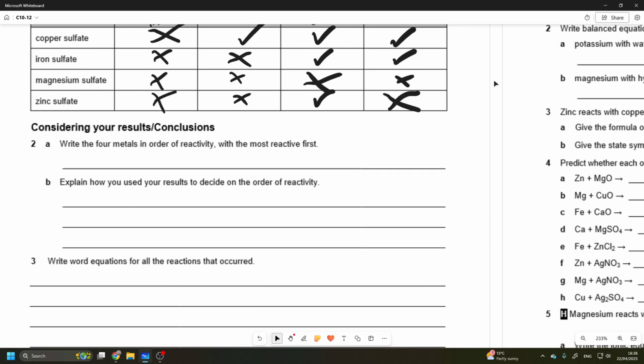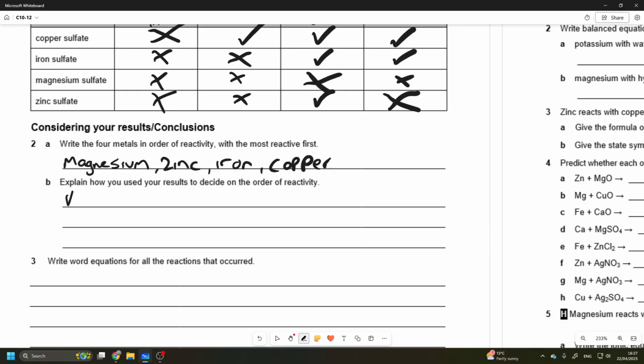Now write the four metals in order of reactivity with the most reactive first. So that's magnesium, because it reacted with all three. Zinc, because it reacted with two of them. Iron, because it reacted with one of them. And then finally, copper was the last.